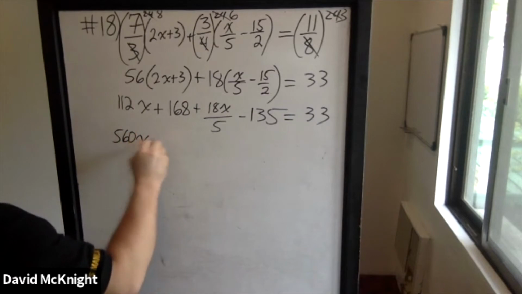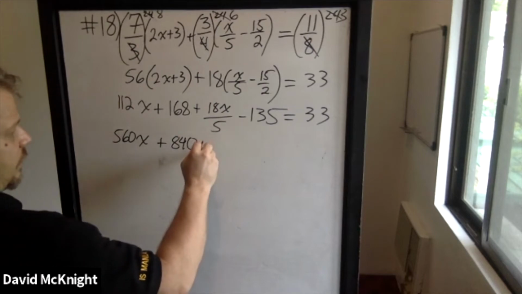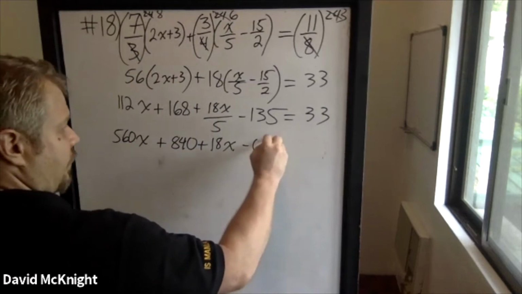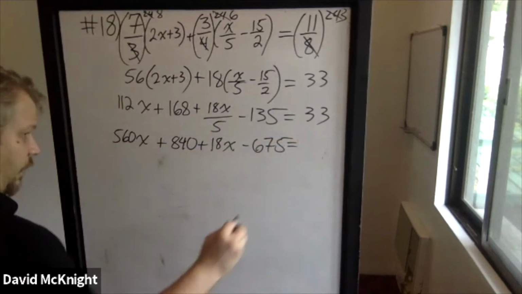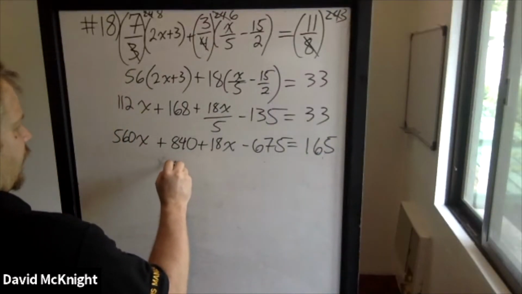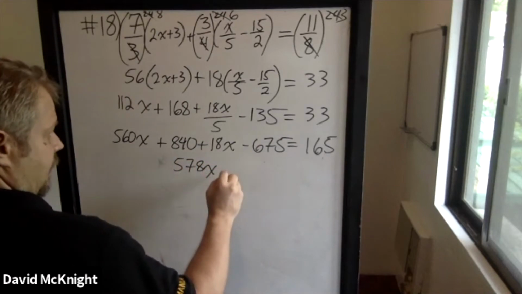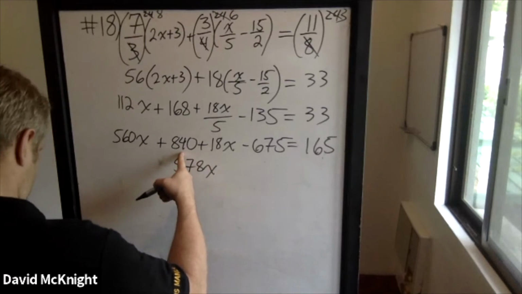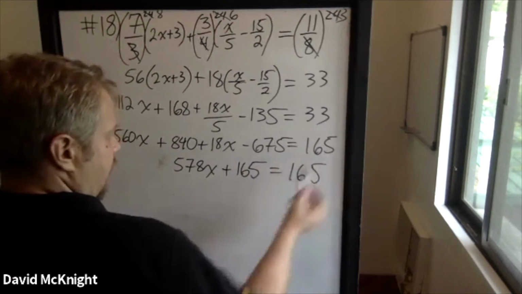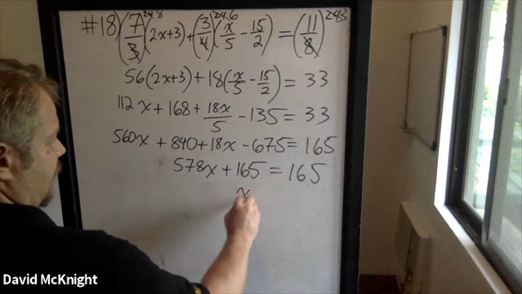When we do that, we can get 560x plus 840. I haven't calculated this. Plus, this is cleared now. That's what we did in the previous. Minus 675 is equal to 165. And we'll collect the terms. So 578x, and this will be 165. It's equal to 165. So the only thing that's going to work for that is 0. I don't really need to go any further. So I'm going to say that x is equal to 0.